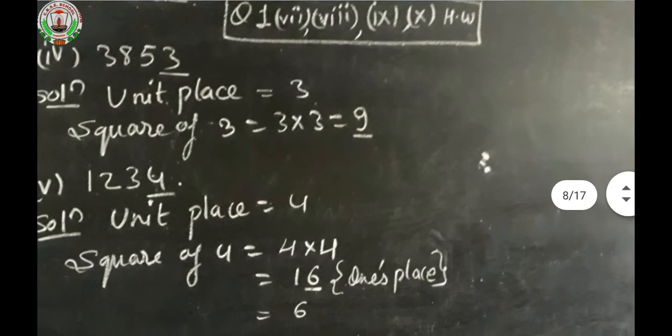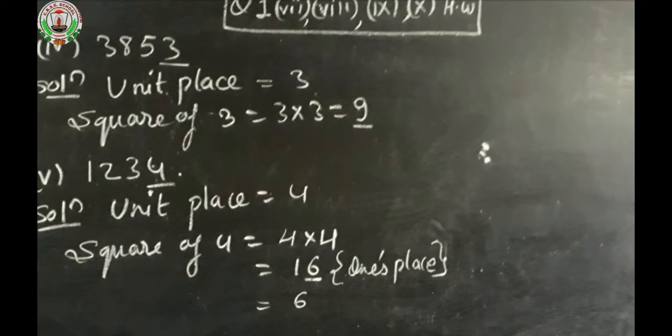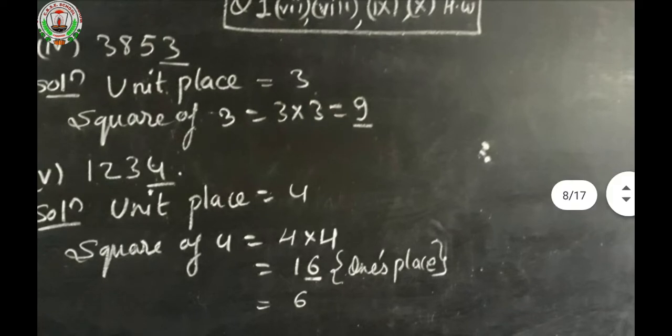So what is the fourth question? The fourth question is 3853, the number whose ones place, that means units place, is 3, isn't it? And the square of 3 is how much? That is 3 into 3, that is 9, isn't it? So 9 is the units digit of the square. In the same way, 1234, what is the units place? That is 4. So the square of 4 will be 4 into 4, that is 16.